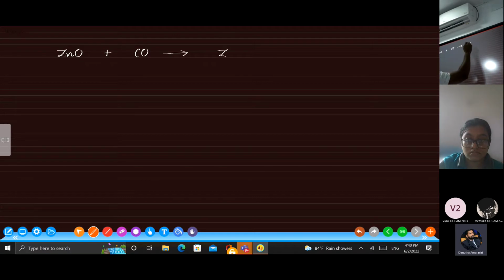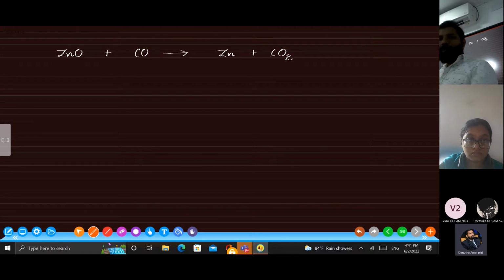Right. Let's have a look at this reaction. When you look at this, is it a redox reaction or not? Remember, if there is a reduction, there is an oxidation. They can't be separated. If one gives electrons, another has to take electrons.